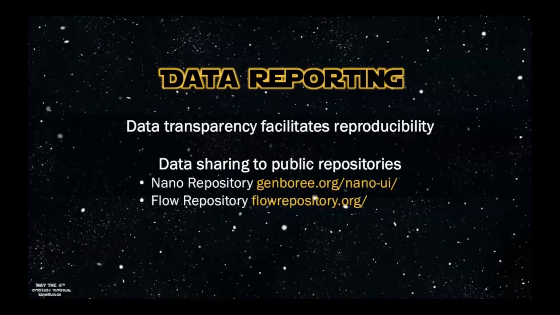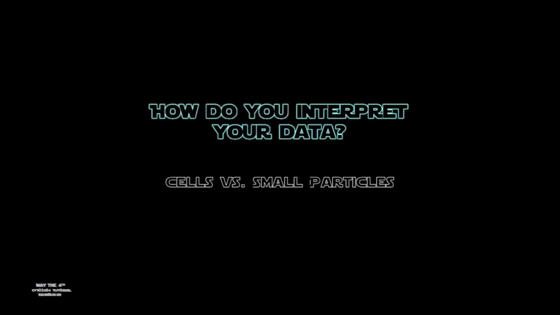Data sharing to public repositories such as Nano Repository and Flow Repository for small particle data is important. So another aspect of data reporting is how you choose to interpret your data. How you choose to interpret your data shows through in how you report your data. And there are some marked differences between the way cell data and small particle data should be reported, simply due to the nature of the type of particles that you are detecting.